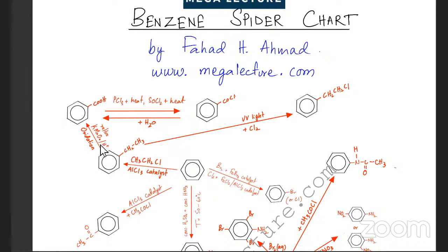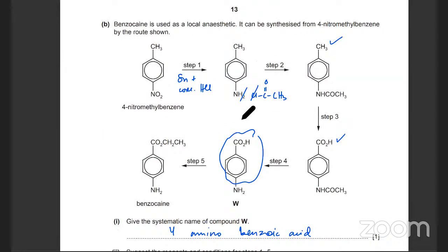If you oxidize it using KMnO4, acidified, and reflux, oxidation happens. Whatever the carbon chain is, it turns into a carboxylic acid. So remember that as well. So this one would be oxidation, KMnO4, acidified, and reflux.